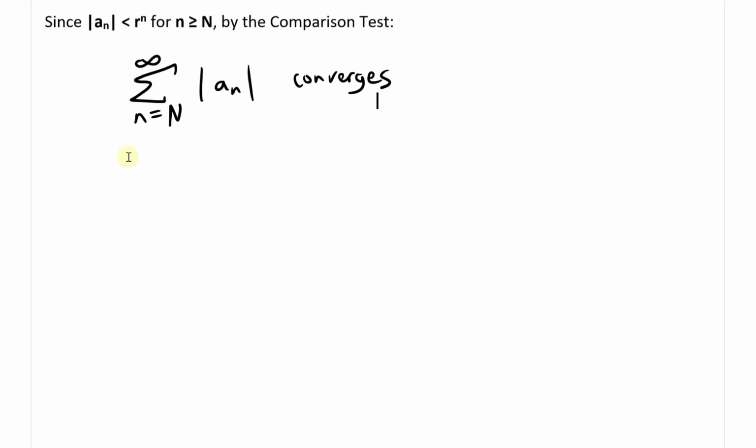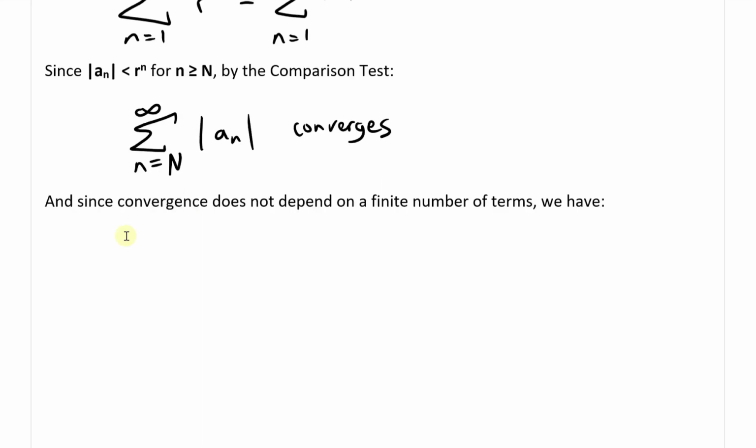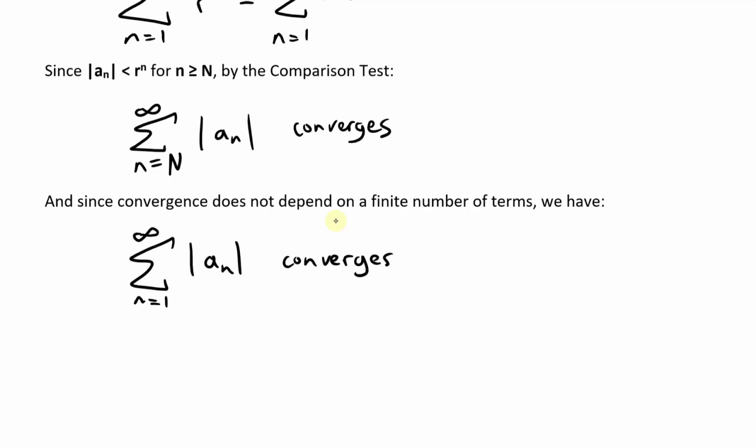And since we don't care about a finite number of terms, from n equals 1 up to N minus 1, that's also going to be convergent. Since convergence does not depend on a finite number of terms, we have that the summation from n equals 1 to infinity of the absolute value of a_n also converges. So in other words, this is absolutely convergent.